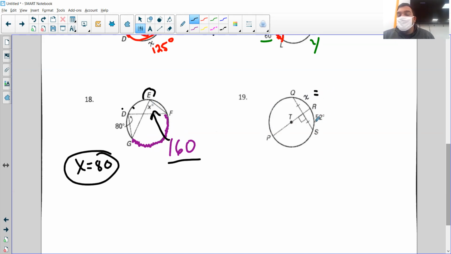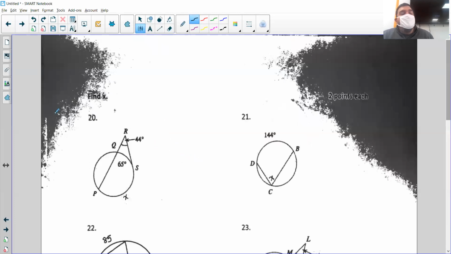Next one, X equals, if this is 52, this is 52. These two happen to be congruent every time, like if it's set up like this, but they're not vertical. No, they're just congruent. These two are vertical, but not this one and this one. Coincidence that they're both 80? They're always going to be congruent.